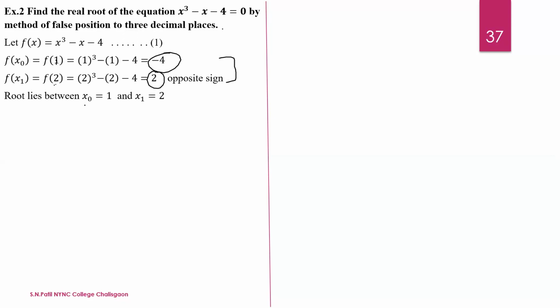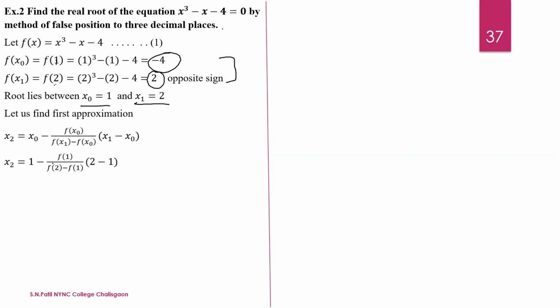Say x0 as 1 and x1 is equal to 2. Let us find the first approximation. Then we start from x2. x2 is equal to x0 minus f of x0 divided by the difference between the images f of x1 and f of x0, multiplied by the difference between x1 and x0. Substitute the values. x0 is 1, x1 is 2.